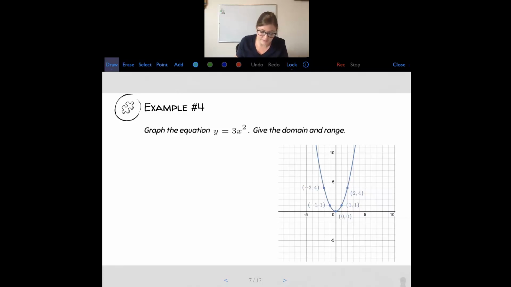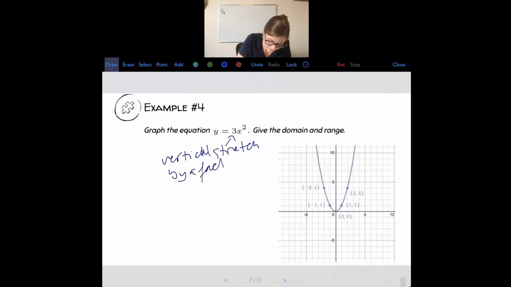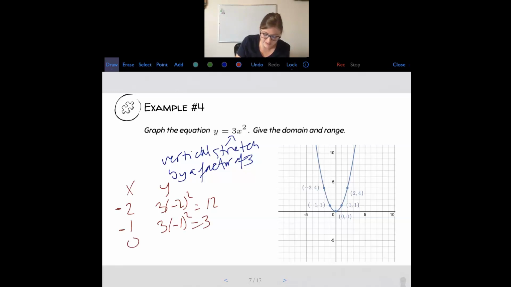This 3 is a vertical stretch by a factor of 3. So you can use a table of values if you want, where we would plug in x as negative 2, so y would be 3 times negative 2 squared, which would give us 12. If we plugged in negative 1, we would have 3 times negative 1 squared, which would be 3. 0 would still be 0, and so on.